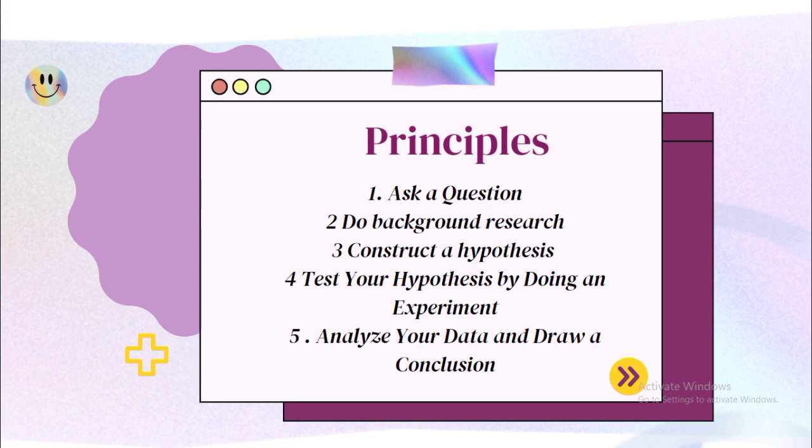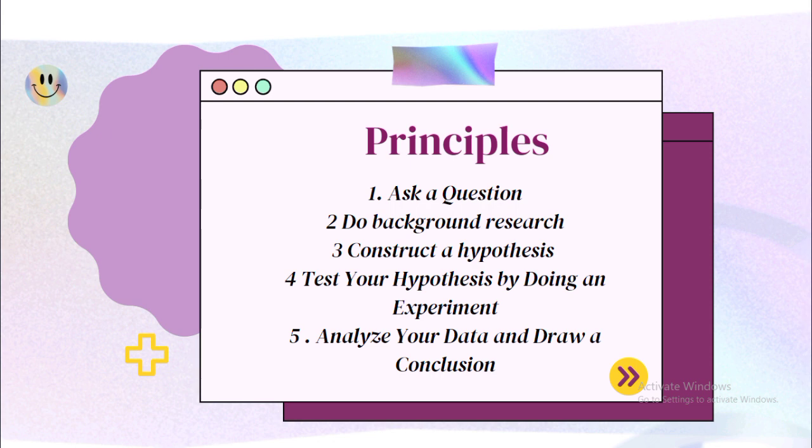Principle of the scientific approach. The first, ask a question. The scientific method starts when you ask a question about something that you observe, with how, what, when, who, which, why, or where. For a science fair project, some teachers require that the question be something you can measure, preferably with a number.